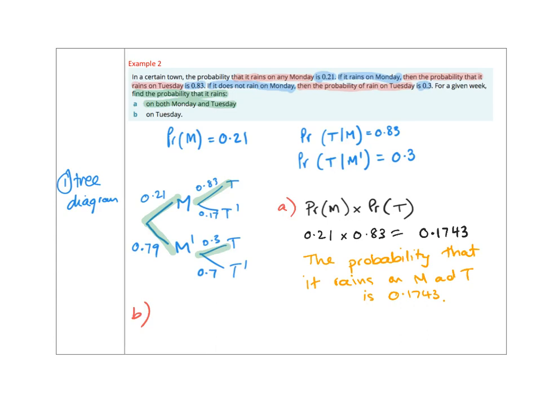So we've got from the previous question the probability of Tuesday being 0.1743, which was that top branch of the tree, plus, now we've got 0.79 times 0.3.